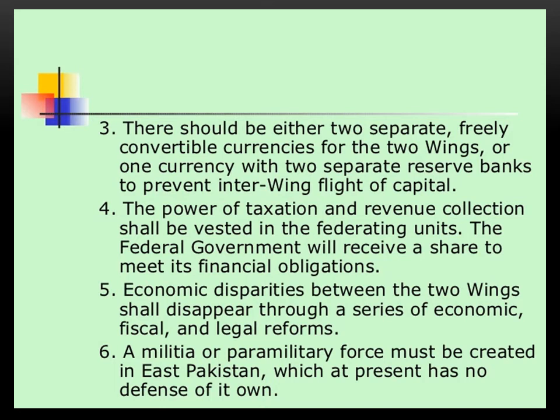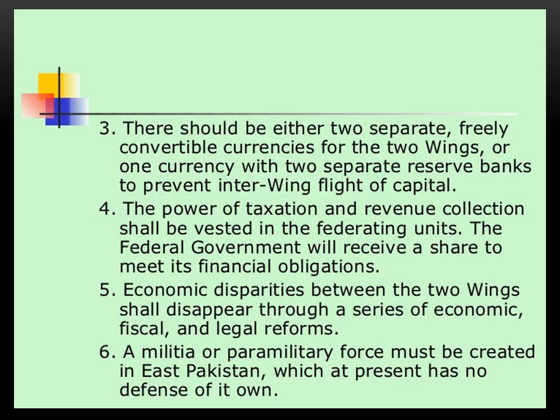And the fourth one is the power of taxation and revenue collection shall be vested in the federating units. Like the taxation, the revenue collection, or the profit collection should be in the hands of the provinces, not in the hands of the federal government. The federal government will receive a share to meet its financial obligations. It means the provinces tax their people and send a share to the federal government. The federal government is not to tax people.